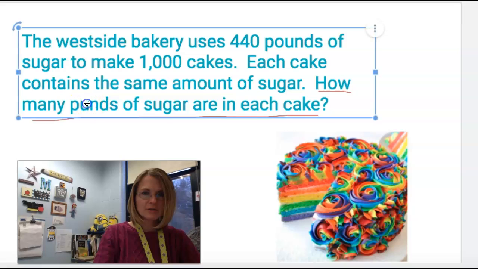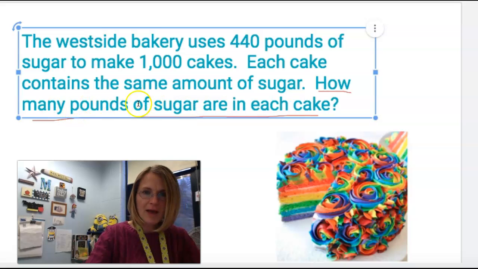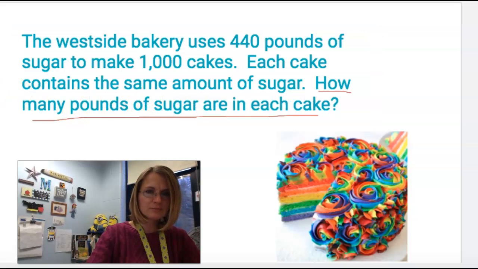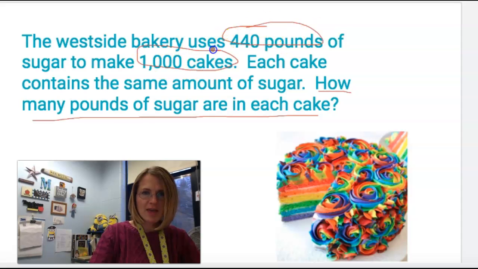That should say, whoops, pounds of sugar on each cake. How many pounds of sugar on each cake? So now we need to go back and figure out in each cake in sugar. So what does it tell us about cakes and sugar? It tells us that there's 440 pounds of sugar to make 1,000 cakes.